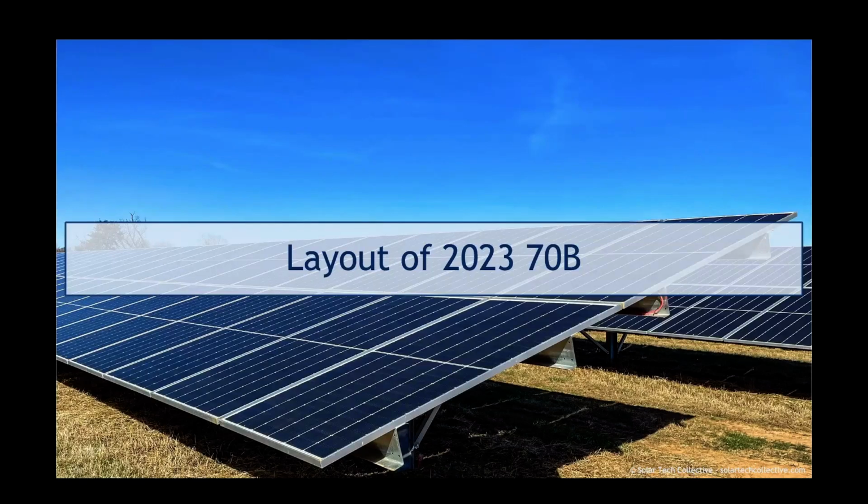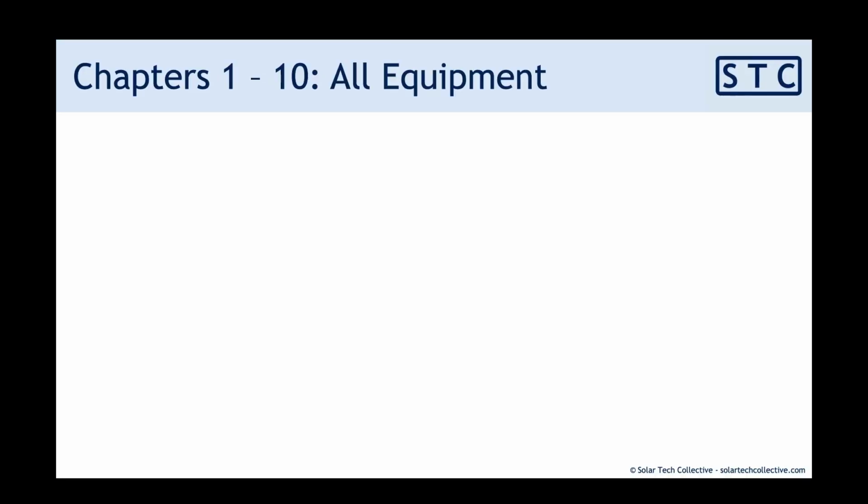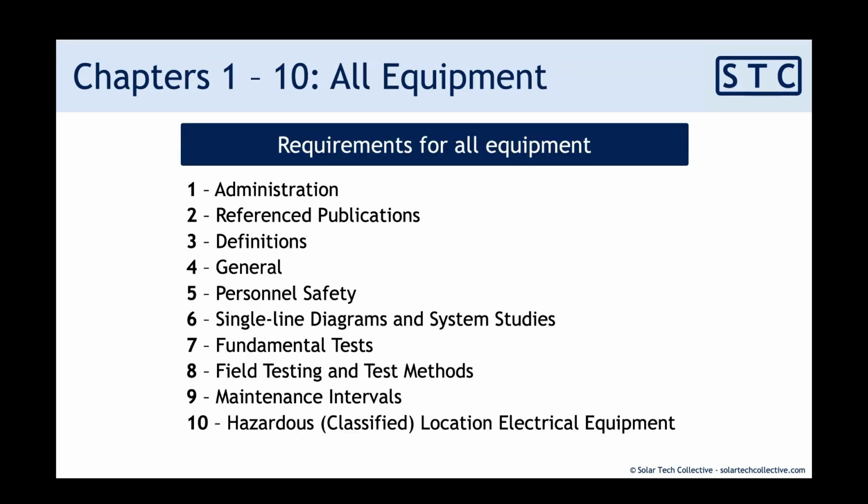Well, as our last bit of introductory material here, let's take a look at how the document itself is laid out. Chapters 1 through 10 in NFPA 70B apply to all equipment. So these requirements include things like administration, publications that are referenced, definitions, and general requirements.